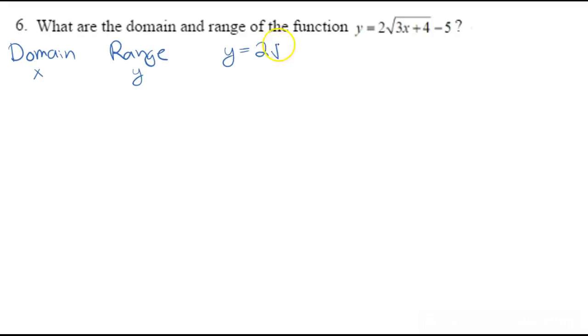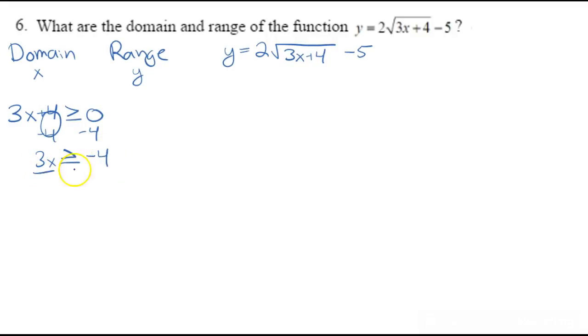Y is equal to 2 square root of 3x plus 4 minus 5. Alright, well, we know what to do in order to find the domain. Just like last time, we know we can't take the square root of a negative number. So let's find that first. This has got to be greater than or equal to 0. So let's subtract 4 from both sides. We get 3x is greater than or equal to negative 4. Divide by 3. We get x is greater than or equal to negative 4/3. So that's the domain.